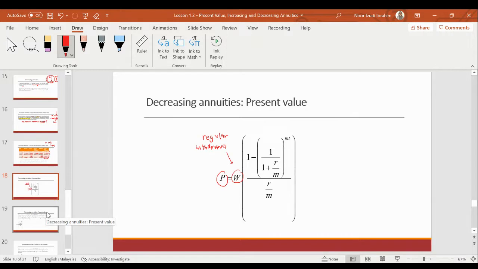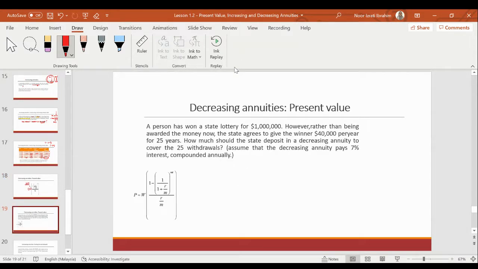Let us apply this formula to a case scenario. A person has won a state lottery for 1 million. However, rather than being awarded the money now, the state agrees to give the winner 40,000 per year for 25 years. How much should the state deposit in a decreasing annuity to cover the 25 withdrawals? Assume that the decreasing annuity pays 7% interest compounded annually. So as you see here, the winner still gets 1 million, but how? The winner will get 40,000 per year for 25 years. Total still 1 million.